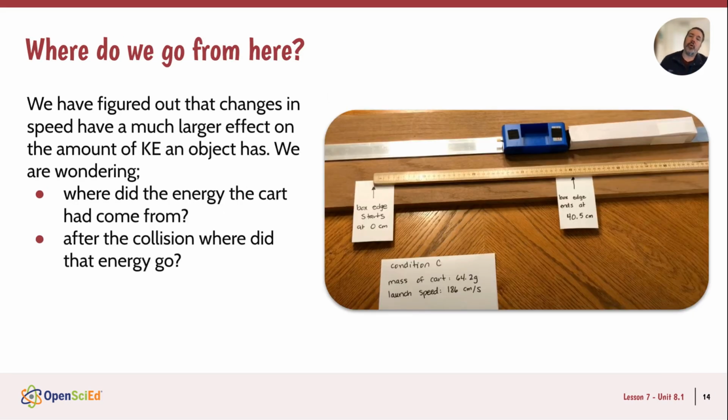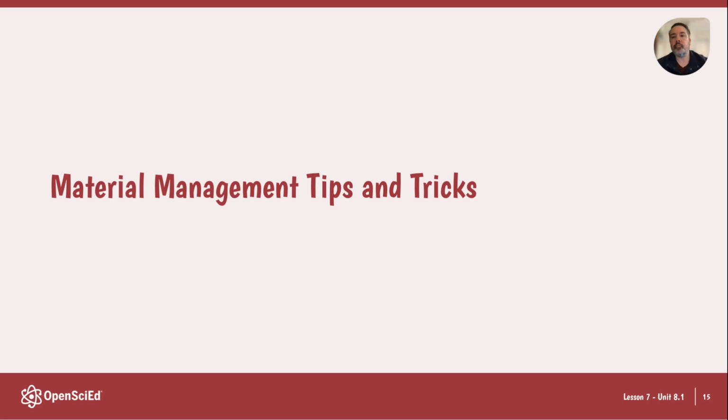Okay, so at the end of this lesson, we have this moment where we think about where is all of the energy coming from in our system? And then where does it go, right? We saw that the cart and the box stopped. Where did that actually go? So in the next lesson, we're going to start to track that energy and think about where it came from and where it goes. All right, so here are some tips and tricks for this lesson.